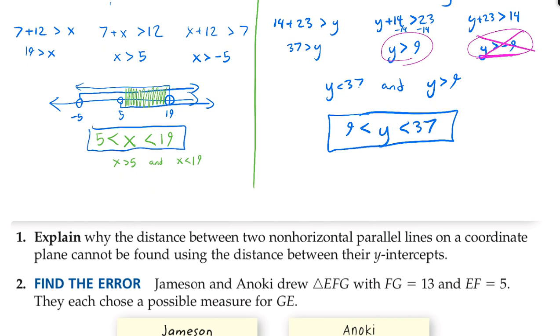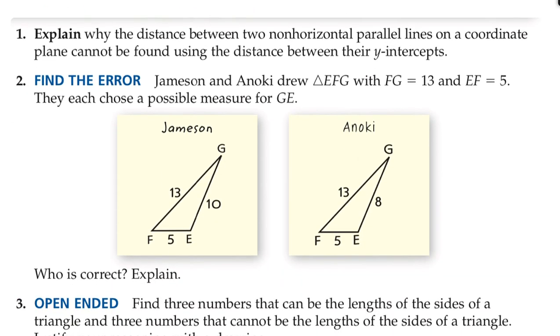All right, so explain why the distance between 2 non-horizontal parallel lines on a coordinate plane cannot be found using the distance between their y-intercepts. So in other words, I'm going to just draw this to the side here. It's saying on the coordinate plane we have 2 parallel lines that are not horizontal. So here's 2 parallel lines. It's saying, why can't we say the distance between the 2 lines is the distance from here to here, their y-intercepts? The reason is the distance between 2 parallel lines, just like the distance between a point and a line, is the perpendicular, the shortest path.